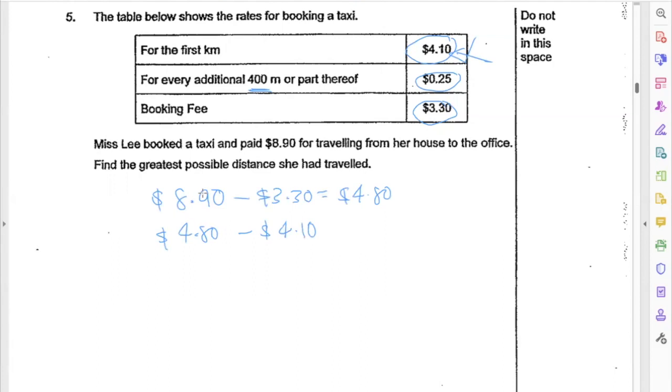No, the booking fee is $3.30. Okay, sorry, I got mixed up. This $4.10 is the first kilometer. Yeah, okay, good. So what do you get? No, this one is not right. I calculated wrongly. Let me get my calculator and minus this. Hold on for a moment.